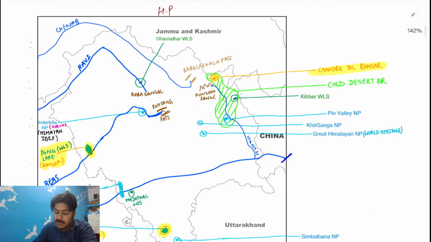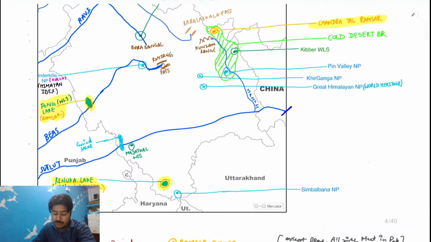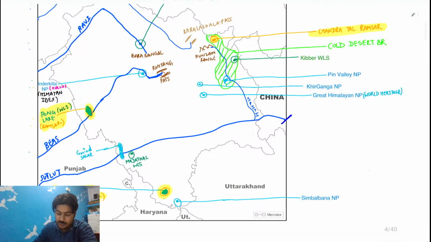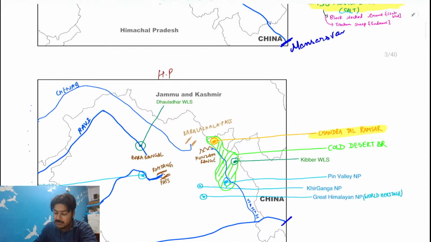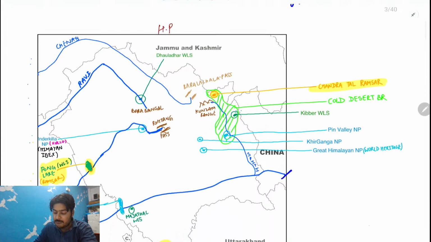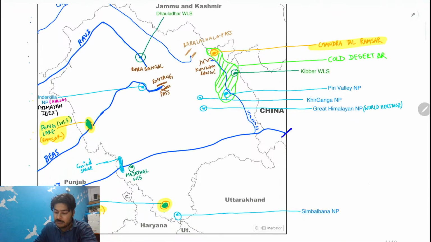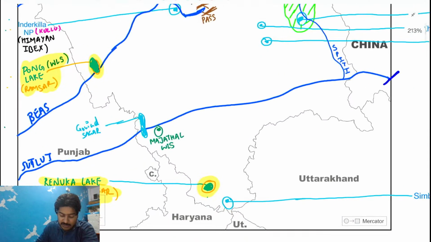So the first Ramsar site is the Chandratal Lake. Chandratal Lake Ramsar site, okay. And then here we have Renuka Lake. Renuka Lake, which is a wildlife sanctuary, is also a Ramsar site.